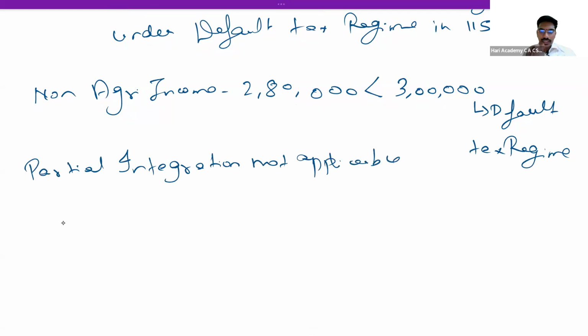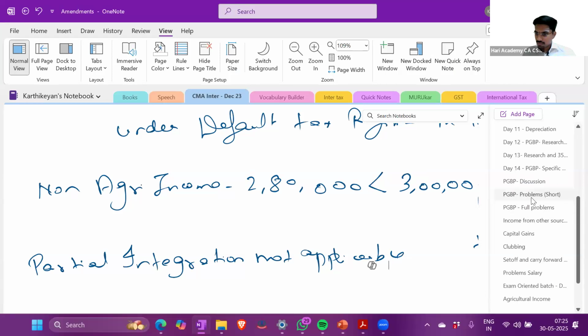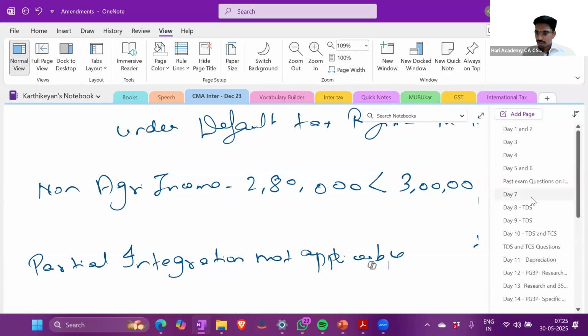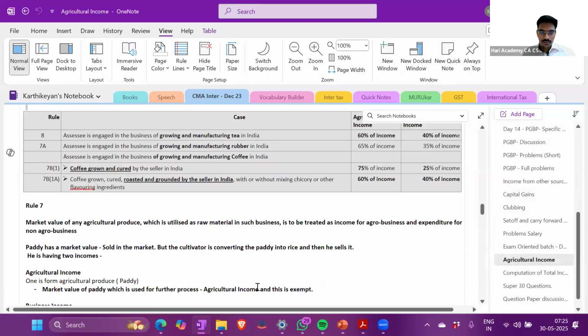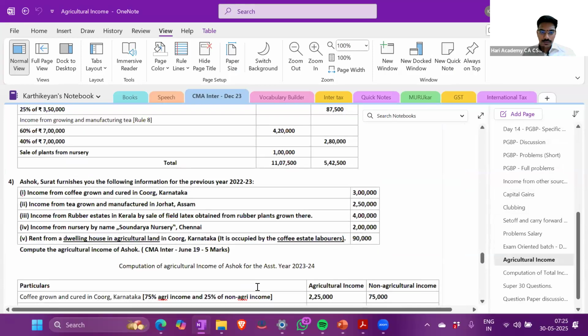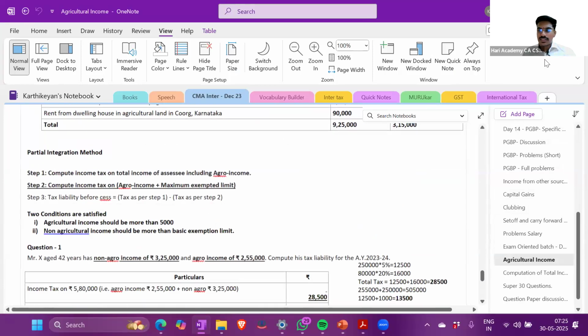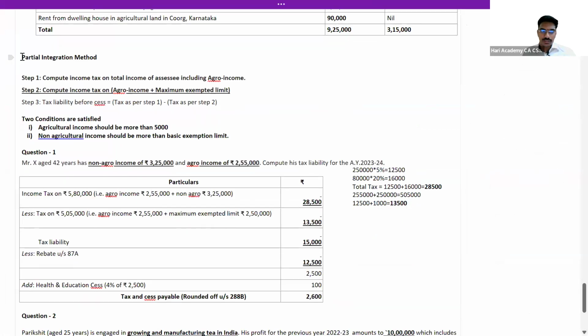Now let us understand what you mean by the partial integration method. Agricultural income. This is the partial integration method. Just copy paste this.